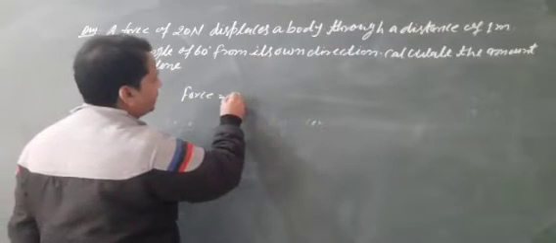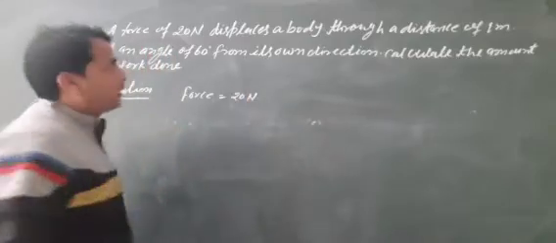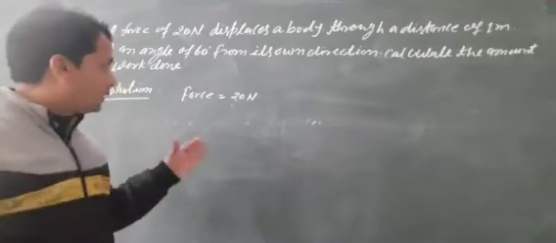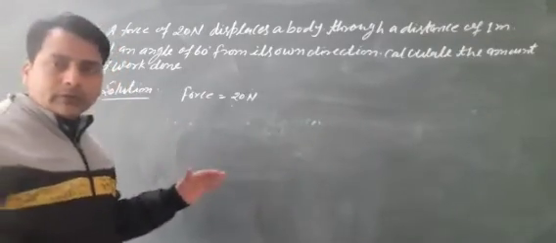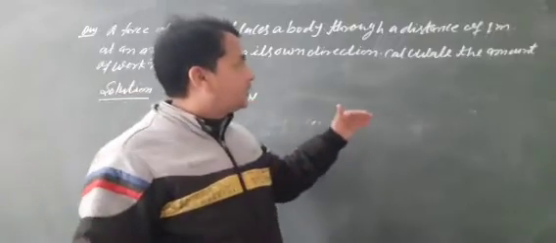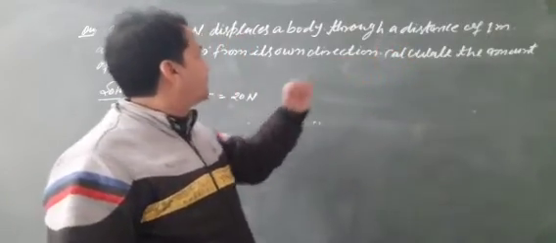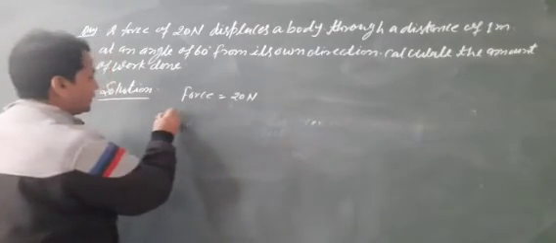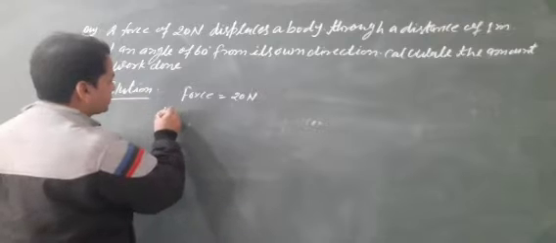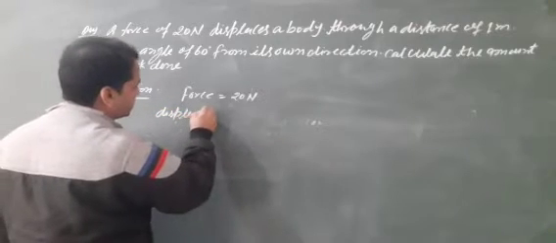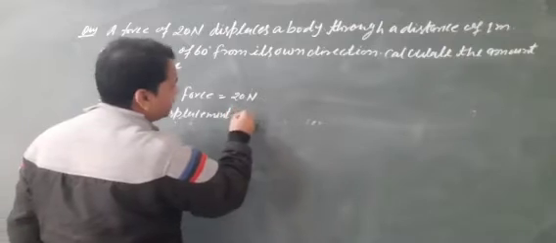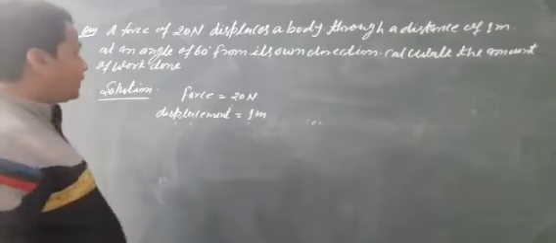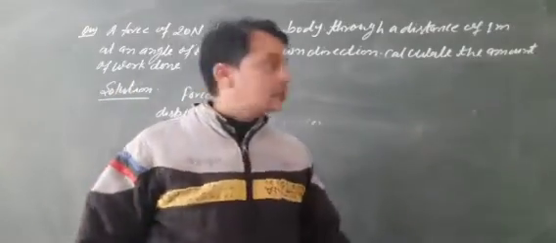The force is given as 20 Newton and it displaces a body through a distance of 1 meter. So 20 Newton force acts on the object and the object is displaced a distance of 1 meter. So it is clear that displacement is given here, 1 meter, and an angle of 60 degrees from its own direction.